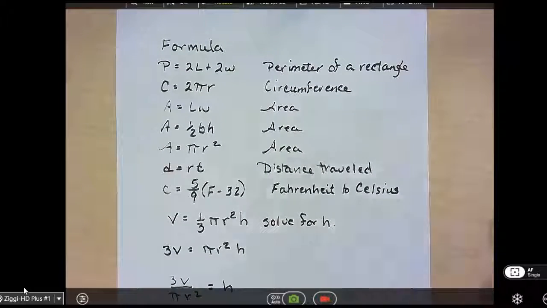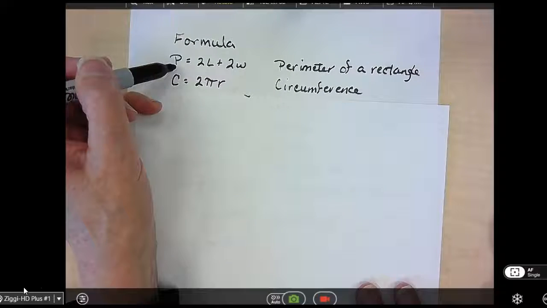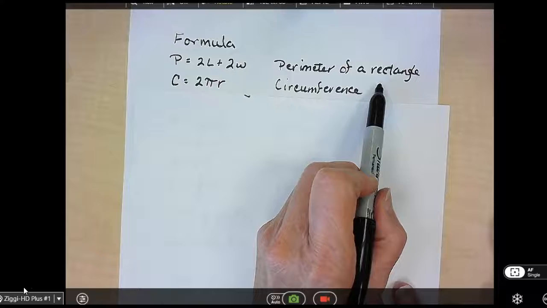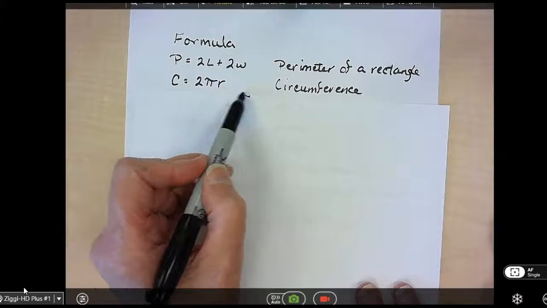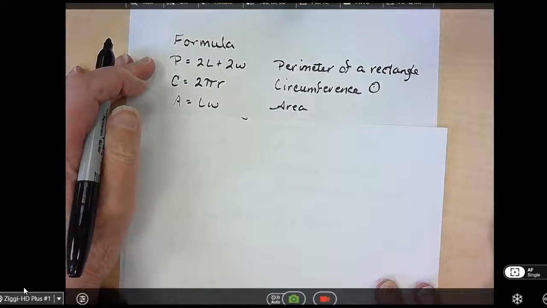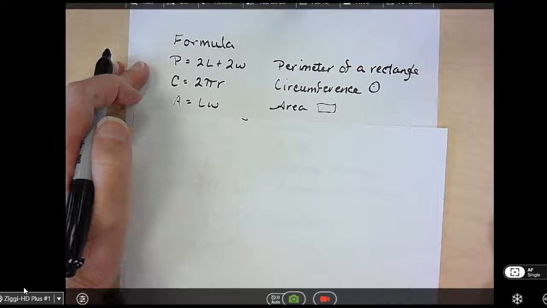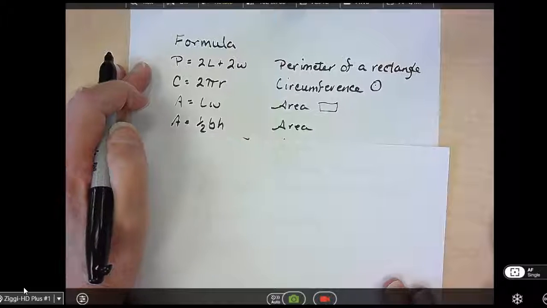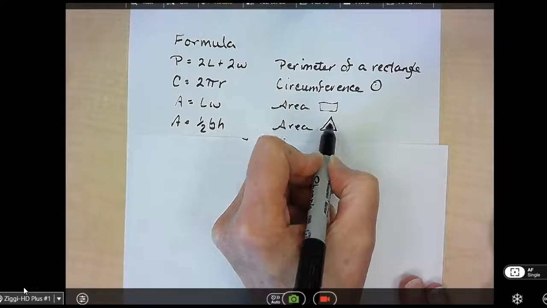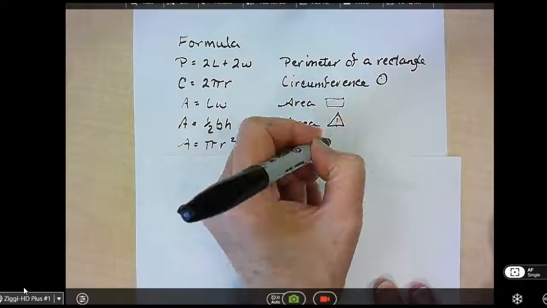The other type of literal equations you're going to be seeing in here are formulas. You already know these formulas. Perimeter is equal to 2 lengths plus 2 widths, and that's your perimeter of a rectangle. C equals 2 pi r. It's your circumference of a circle. A equals length times width. That's your area of a rectangle. A equals 1/2 b times h. Base times height. That's your area of a triangle. A equals pi r squared. Area of a circle.